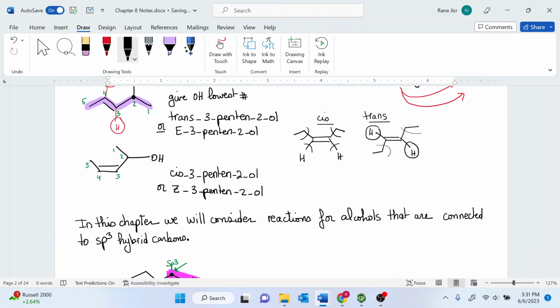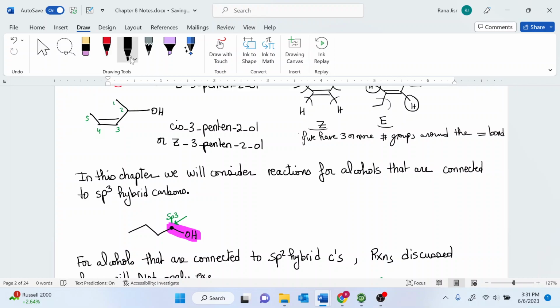Now with respect to E and Z, Z is the same thing as cis and E is the same thing as trans, but we use Z and E based on the priority, and if we have 3 or more different groups around the double bond. So again, cis and trans, you need to have 2 groups that are the same around the double bond, so that makes it 2 different groups. Z and E, if you have 3 or more different groups around the double bond.